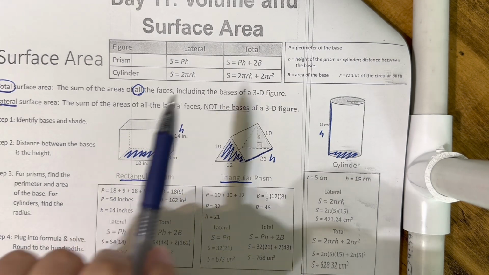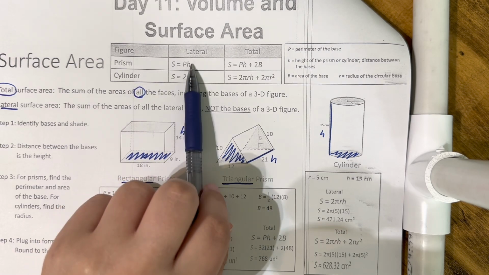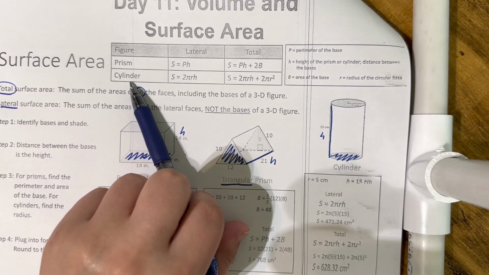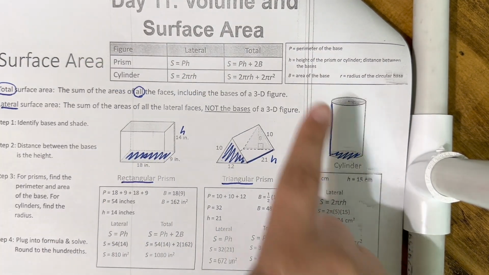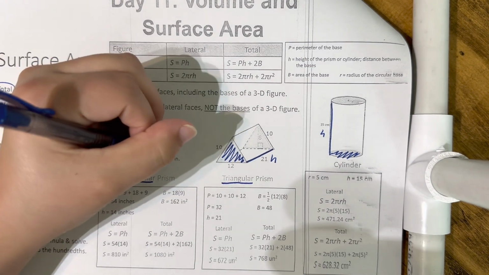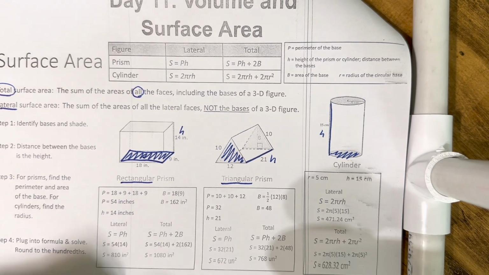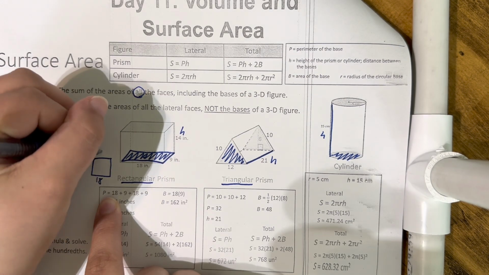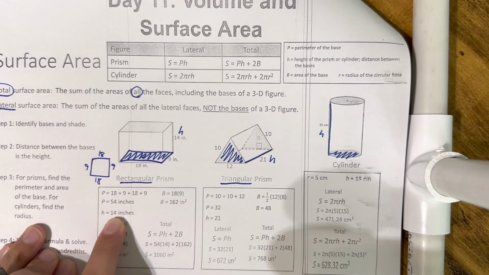So we have different formulas. We have a lateral formula and a total formula for a prism, and a lateral formula and a total surface area formula for cylinders. P in the formula stands for the perimeter of the base. So for my prisms, I need to find the perimeter of that rectangle right there. That's my P. So right here, if I were to draw this rectangle out to the side, I got 18, 18, 9, 9. If I add up all those together, my perimeter is 54 inches.